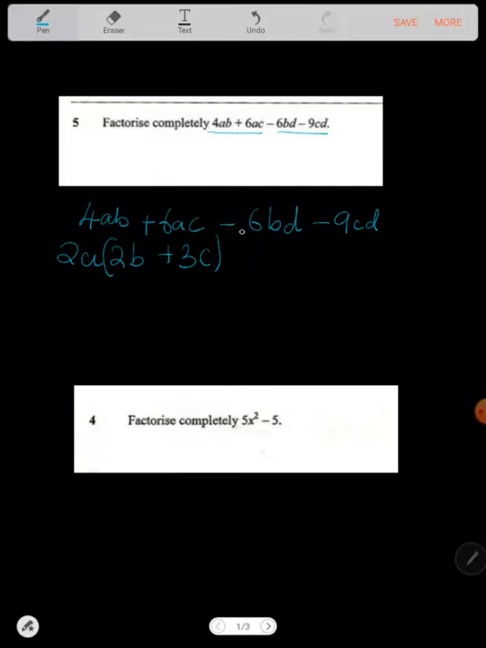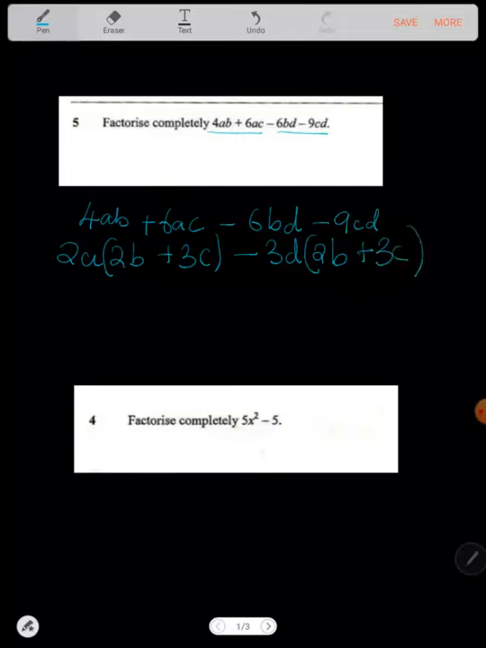What is common here? The negative is common. 3 can go into 6, 3 can go into 9. What else is common? d is common. 3 into 6 is 2. d and d, they cancel, remain with b. Negative into negative is positive. 3 into 9 is 3. d and d, they go, remain with c.